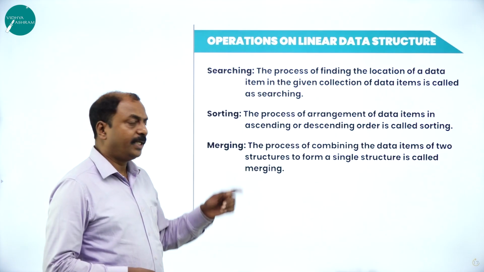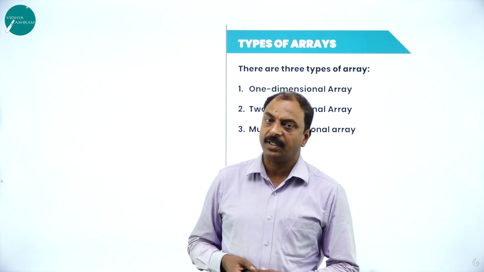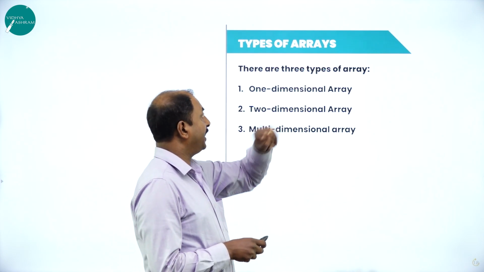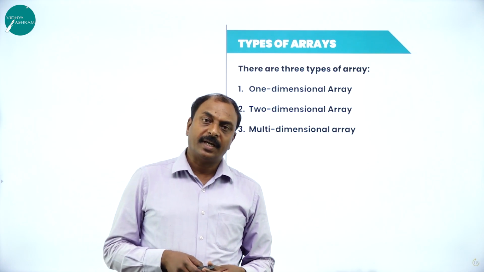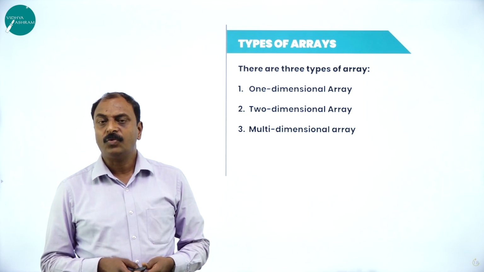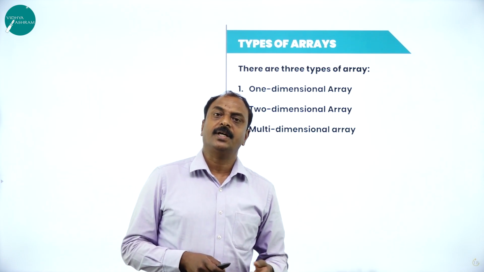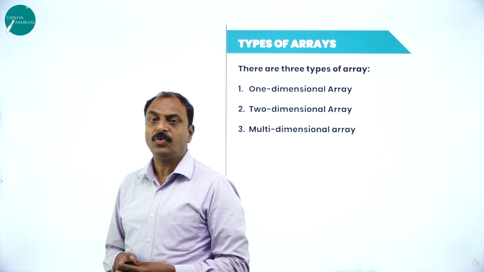That is merging operation. Now let us look into one of the data structures, that is arrays. Now all of you know what arrays are. What are arrays? An array is a group of elements of homogeneous data type. The meaning is, an array is a group of elements of homogeneous data type.